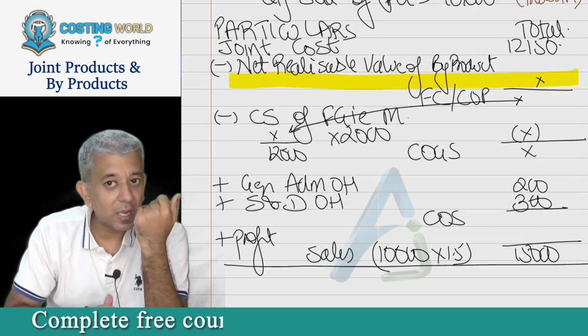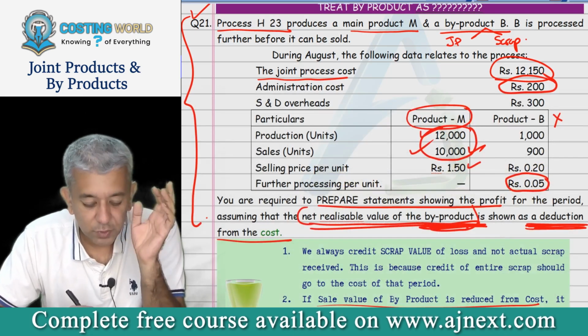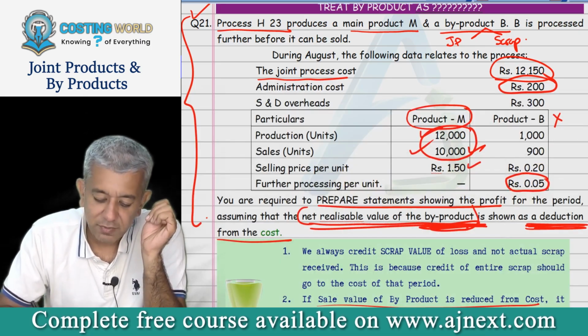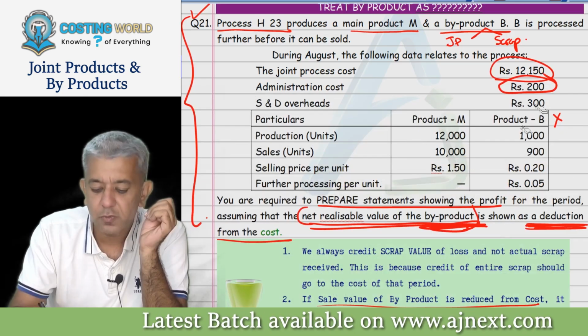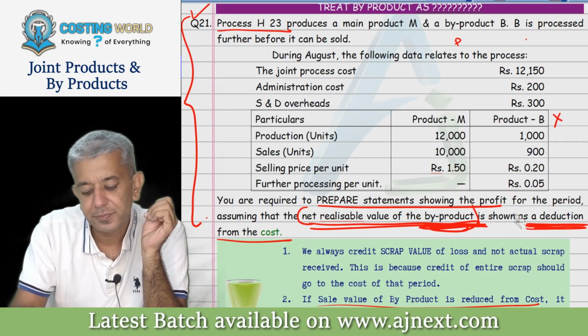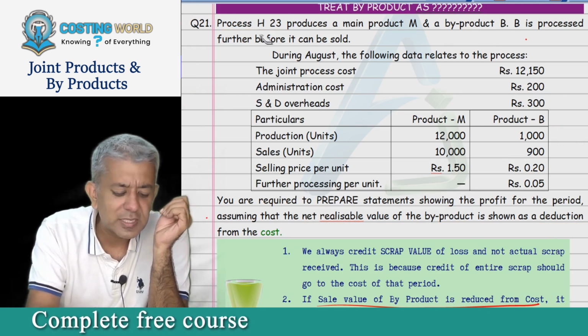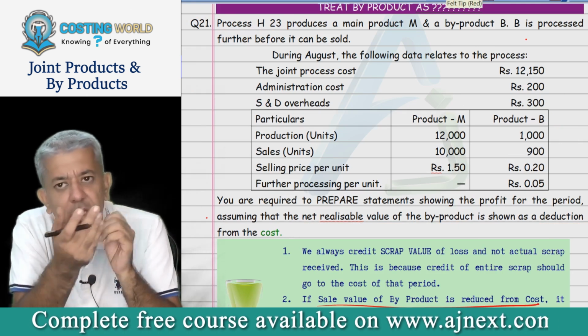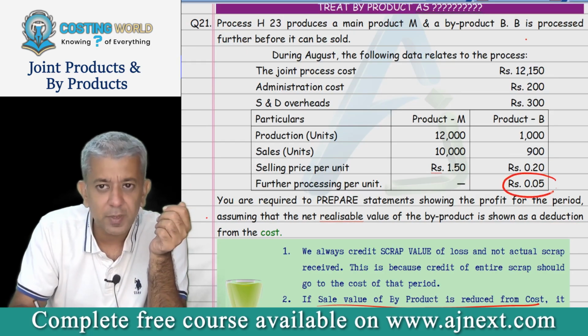Now see, whatever you wish to do, please do it. Somebody could have asked, sir, where is this further processing cost, you did not write? Tell me, this further processing cost was for which particular product, beta? Product B. But that is not a product only, that is scrap only. And the cost sheet that you are making is actually for product M. So this post separation cost will not be coming as such.